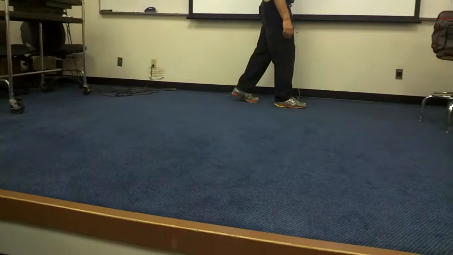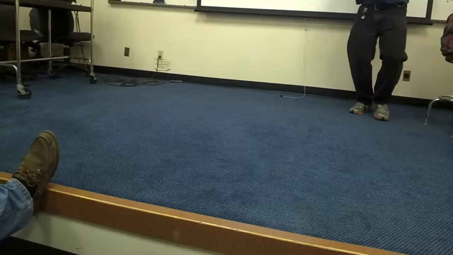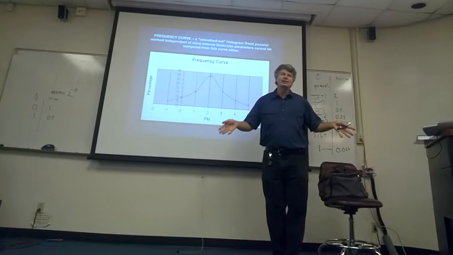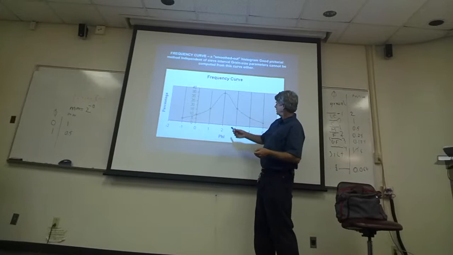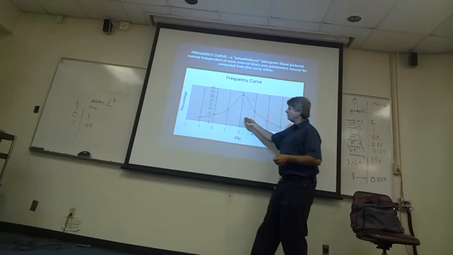So here's a histogram showing how much weight was in each phi size. Here's where you've just taken the same thing and smoothed it out. Here's percent of the sample, and here's phi sizes. You can see the mode of this, the thing with the most, is 2 phi, which would make it right at the boundary between what two classes of sand? Between fine and medium. Very coarse, coarse, medium, fine.